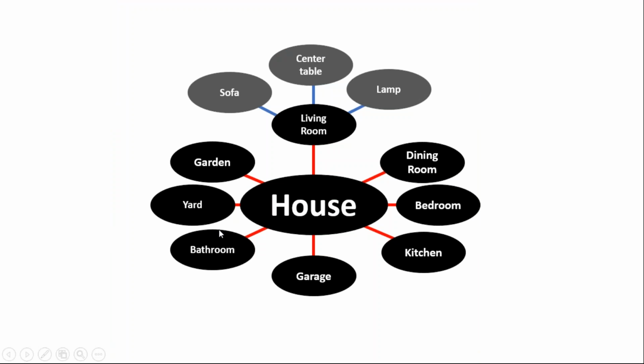And we can use the same thing about the house. This is vocabulary. So for example, about the house, we can have the living room. And in the living room, we have the sofa, the center table, the lamp, right? La sala. We can have the dining room, que es el comedor. We have the bedroom, que es el dormitorio. The kitchen, que es la cocina. The garage, que es la cochera. The bathroom, que es el baño. The yard, que es el patio. Y el garden, que es el jardín, right?